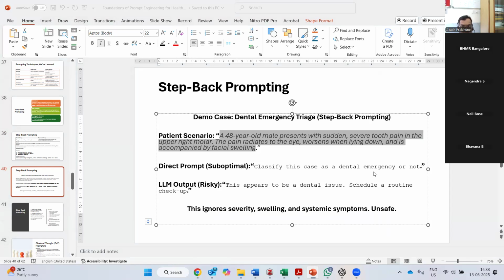This is the prompt which we will all try using, direct prompting: classify this case as an emergency or not. That's direct prompting, and the output will be on this line. Now you can build on your own. Try to build a step back prompt for this, or just imagine how you can work around stepping back and give a correct prompt to the machine. Paste the prompt that you think is best here, and we can see which one will give the best answer.